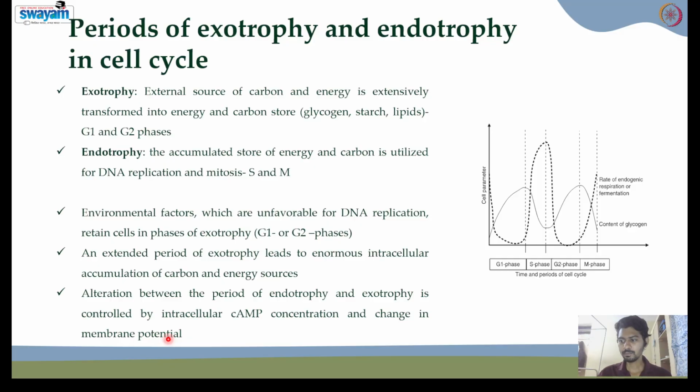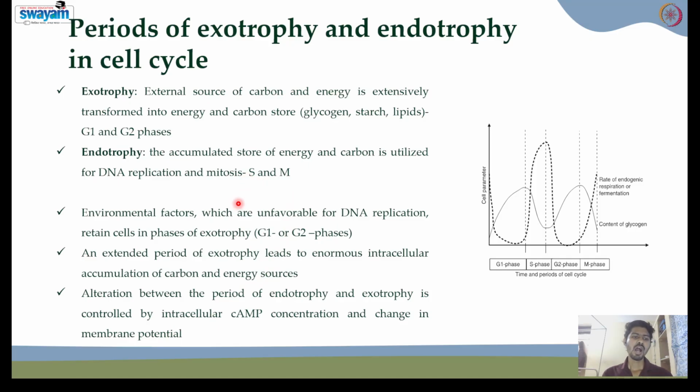And we know that in exotrophy, the cells tend to accumulate energy reserves, and we observe these events in the G1 and G2 phase. And in endotrophy, this accumulated energy or carbon, such as glycogen, starch, and lipids, will be utilized either for DNA replication or for cell division. We see these events in the S phase and the M phase.